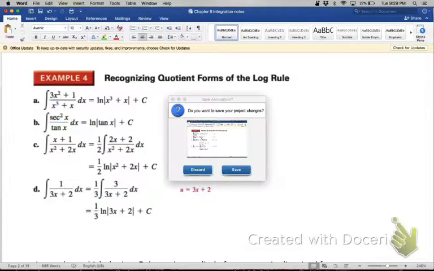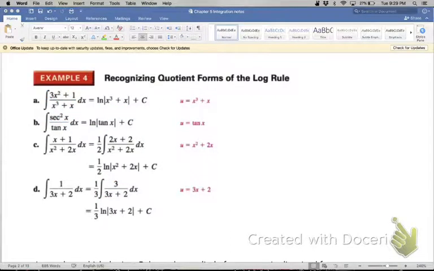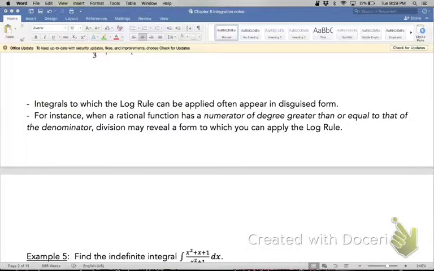Okay, moving right along. Integrals to which the log rule can be applied often appear in a disguised form. For example, when a rational function has a numerator of degree greater than or equal to that of the denominator, you might be able to divide in order to find a form where you can actually apply the log rule.